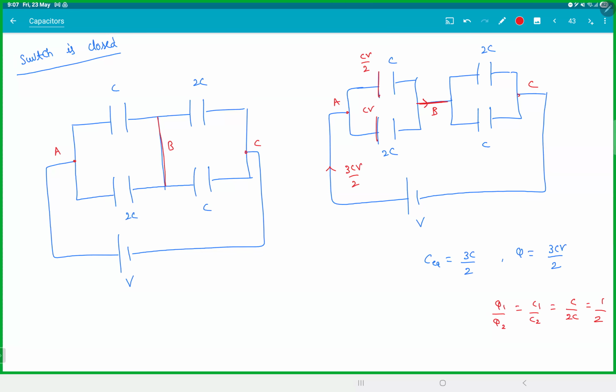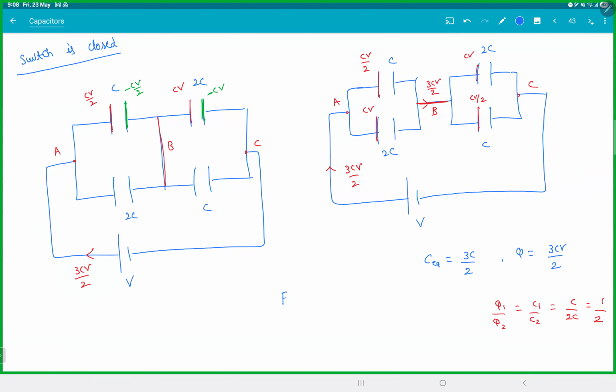Now look at what happens here. This will be CV, 3CV by 2. So basically this lower charge will go up, upper charge will come down. They'll crisscross. This guy will become CV by 2 and this guy will become CV. So these charges will be CV by 2, CV, minus CV by 2, minus CV. And the charge flowing through this will be 3CV by 2.